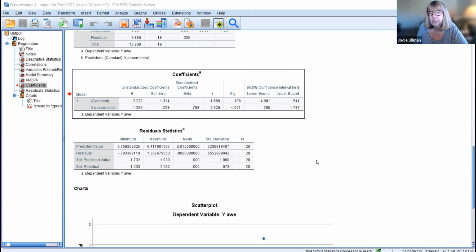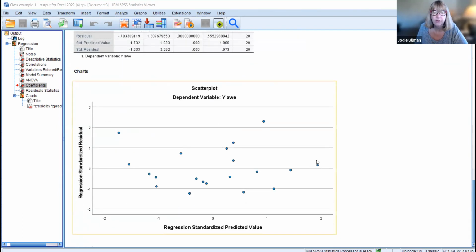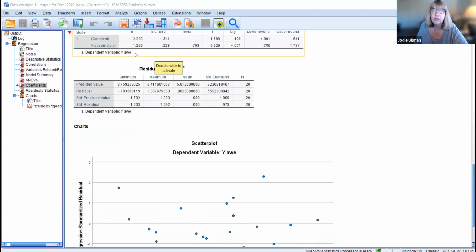Then let's talk about some residuals. Your residuals are really hard to look at because you don't have many of them. So let's talk about them here, but then I want to show you a different example.